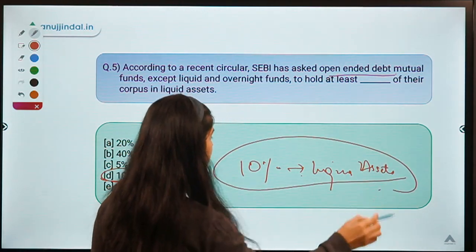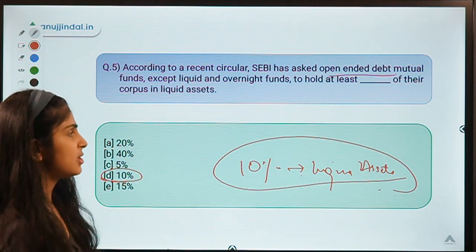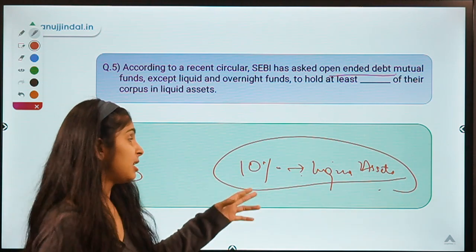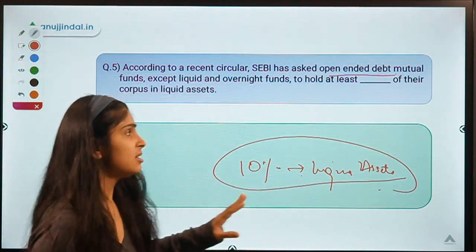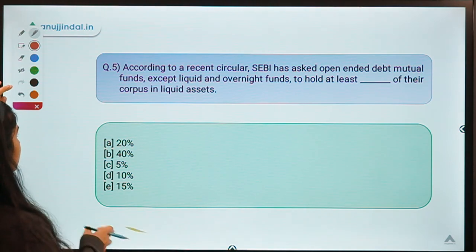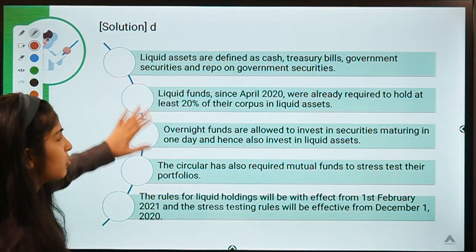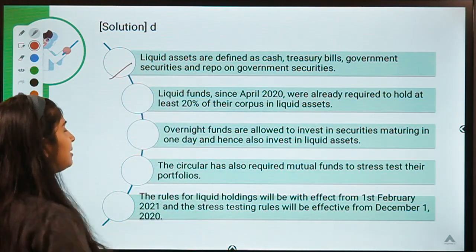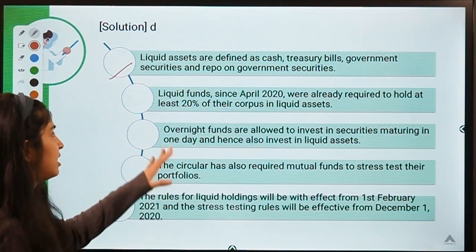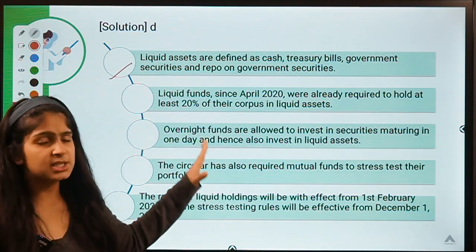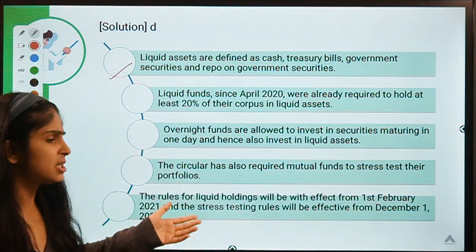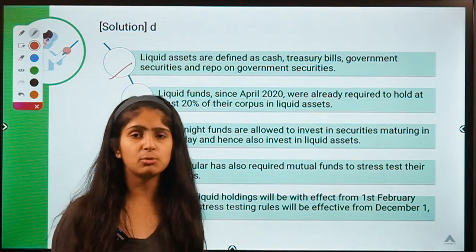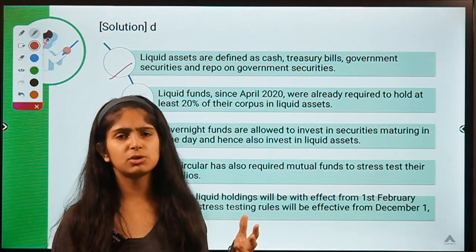Very simple circular. And why is it so? Because obviously the regulators want some of the assets of mutual funds to be available whenever there is a redemption pressure, right? Here you can see liquid assets are simply those assets which can be converted into cash really quickly, like government securities. And liquid funds and overnight funds are exempted from this rule because they already invest a good amount into securities that can be converted into cash easily. That is why there is no need to put a restriction.